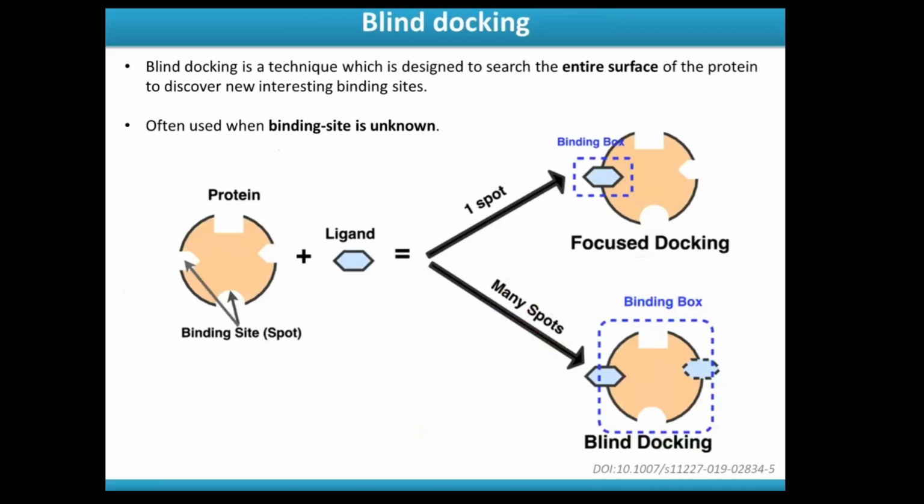Another term which is very famous is blind docking. Molecular docking is a rational approach where you have to define the binding site on the protein. For example, in this particular case, this is your target protein, which has several binding sites. Which of these binding sites is important? That is the work of a computational scientist. First, identify the binding site.